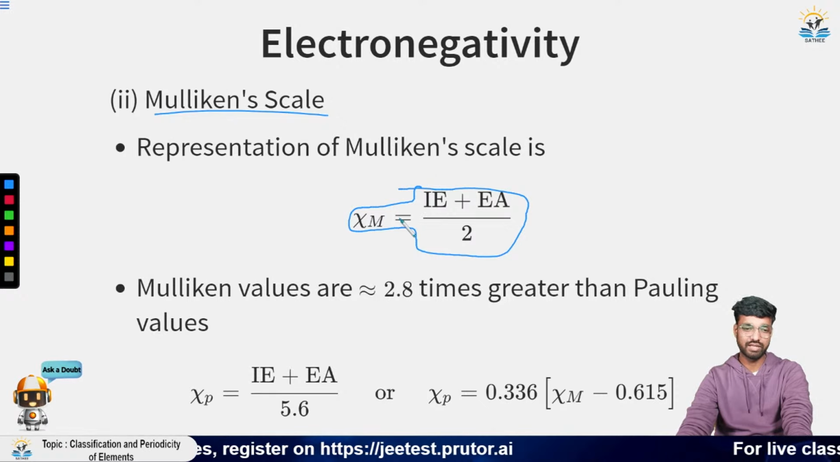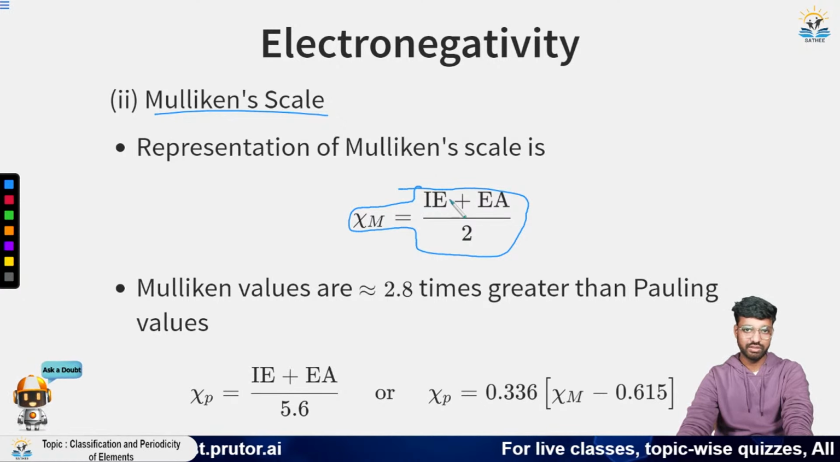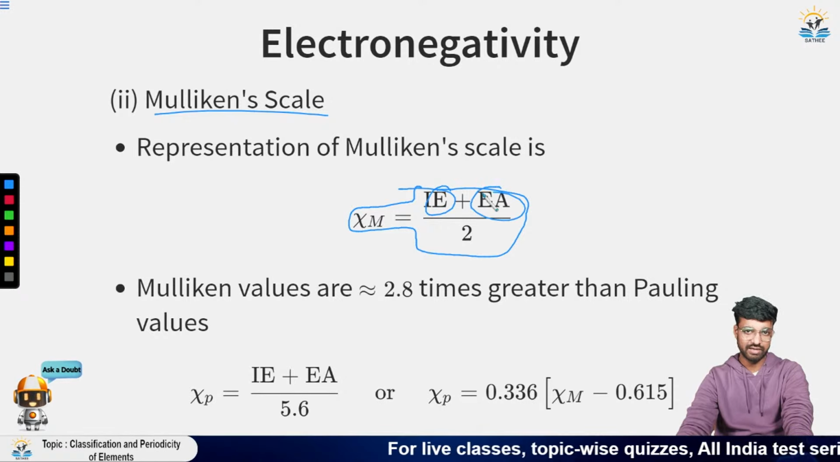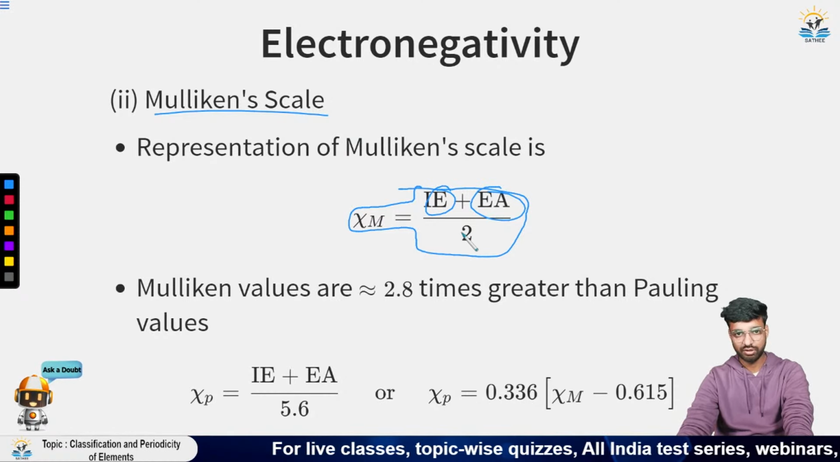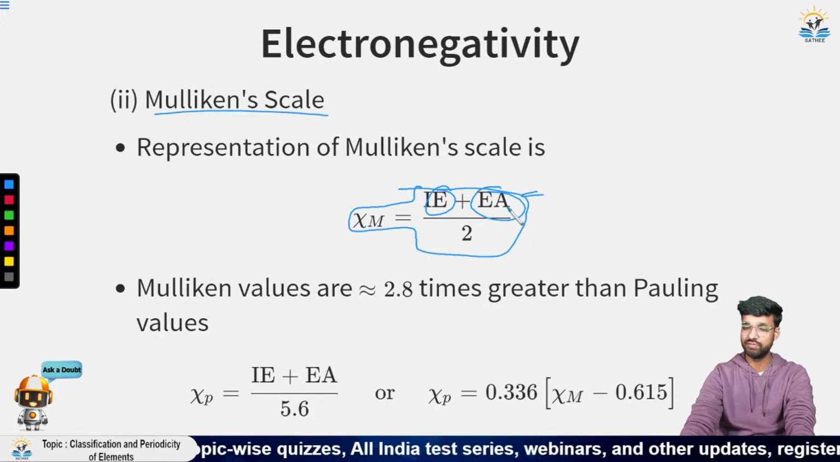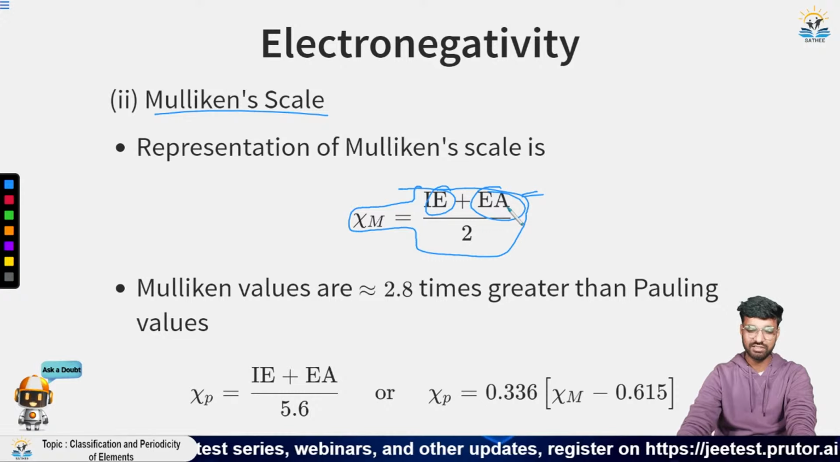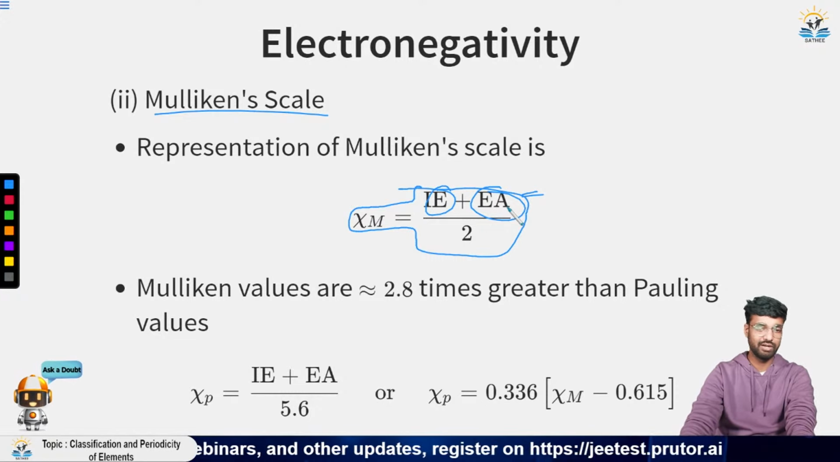So the question is that we have to calculate the electronegativity using this ionization energy and electron gain enthalpy, or you can say electron affinity. So here it is electron affinity, not electron gain enthalpy. You know very well it is the negative of electron gain enthalpy. So it is ionization energy plus electron affinity divided by 2.